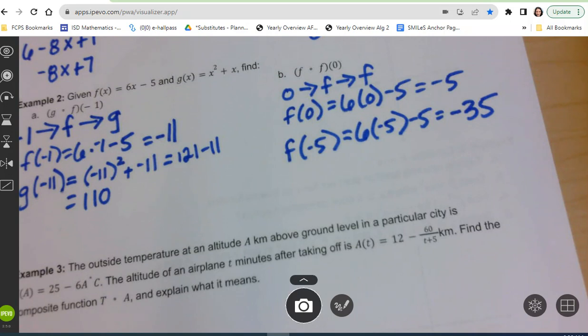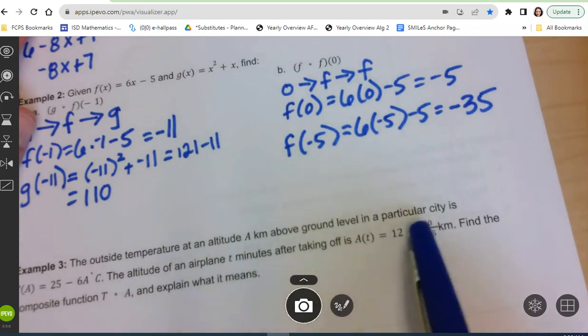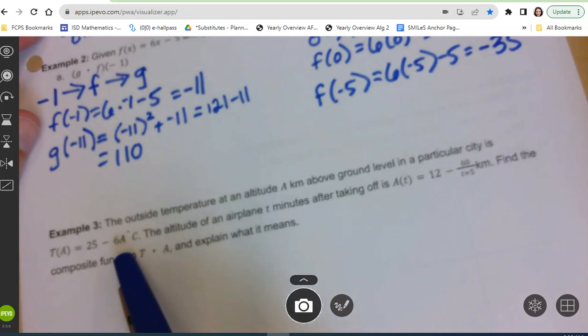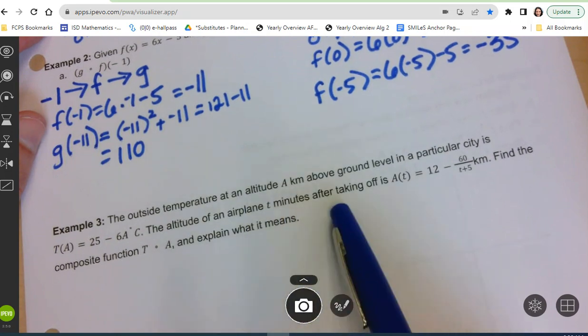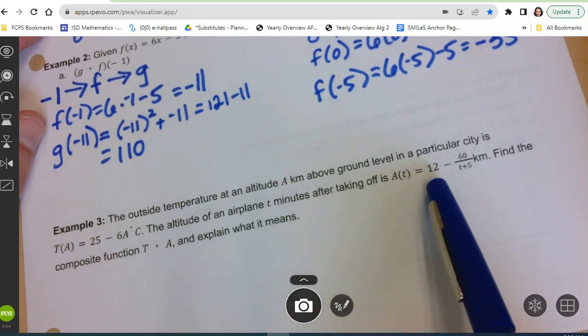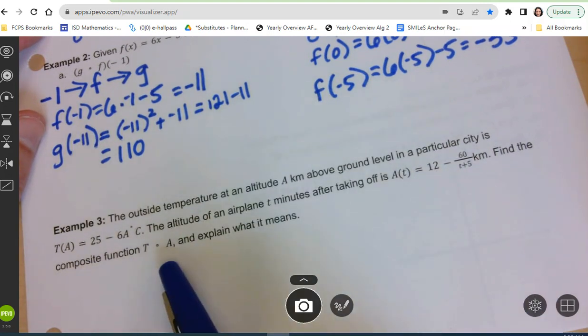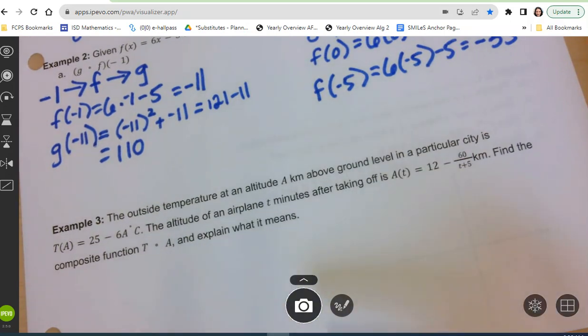All right, the outside temperature at an altitude A kilometers above ground in a particular city is T of A equals 25 minus 6A degrees Celsius. The altitude of an airplane T minutes after taking off is A of T equals 12 minus 60 over T plus 5 kilometers. Find the composite T of A and explain what it means. I'm going to give you a minute to think about that before we go over it. I want you to think about what would it mean to do T of A? What would be your input and what would be your output?